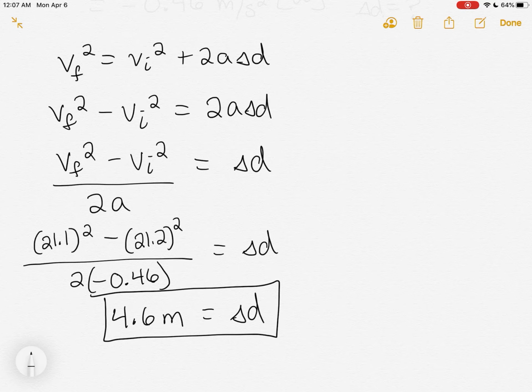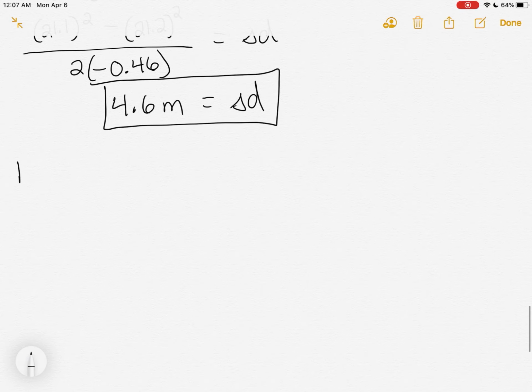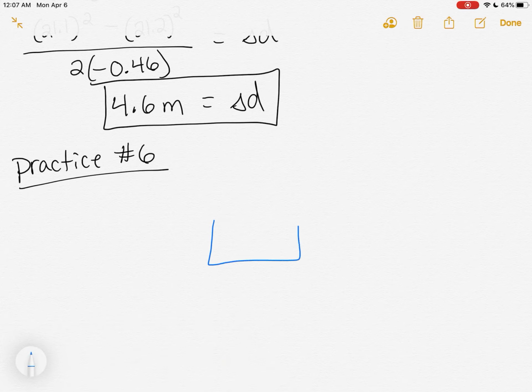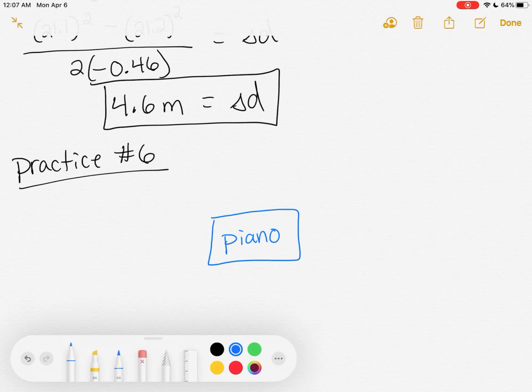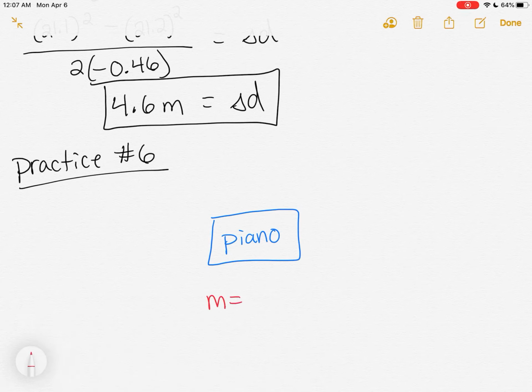And so then the last one we're going to do is practice problem number 6. So we're looking at practice number 6 now. And so in practice problem number 6, we have 2 students pushing a piano. So I'm going to draw my piano here. Lovely piano. So I've got my piano, and the mass of my piano is 260 kilograms. It's a rather large piano.